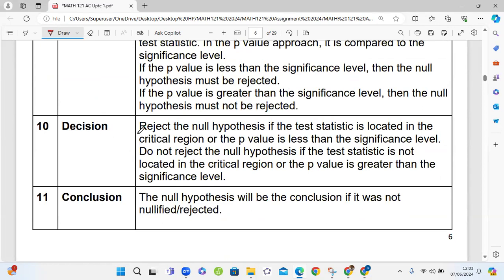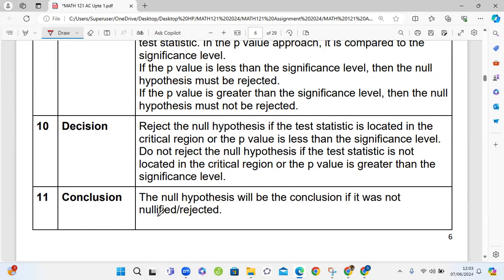So now you'll be making some decisions. The decision will always be either to reject the null hypothesis if the test statistic is located in the critical region, if you're using a critical value approach. But if you're using a p-value approach, you reject the null hypothesis if the p-value is less than the significance level. Now, you do not reject the null hypothesis if the test statistic is not in the critical region. That's the critical region approach. Or if you're using a p-value approach, if the p-value is greater than the significance level, you do not reject the null. So your decision is either to reject the null or not to reject the null.